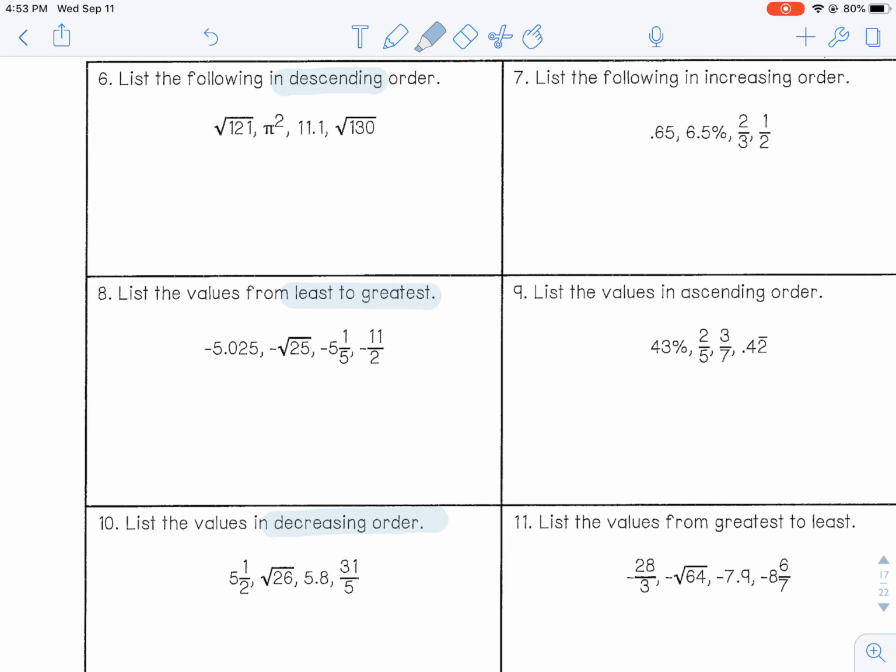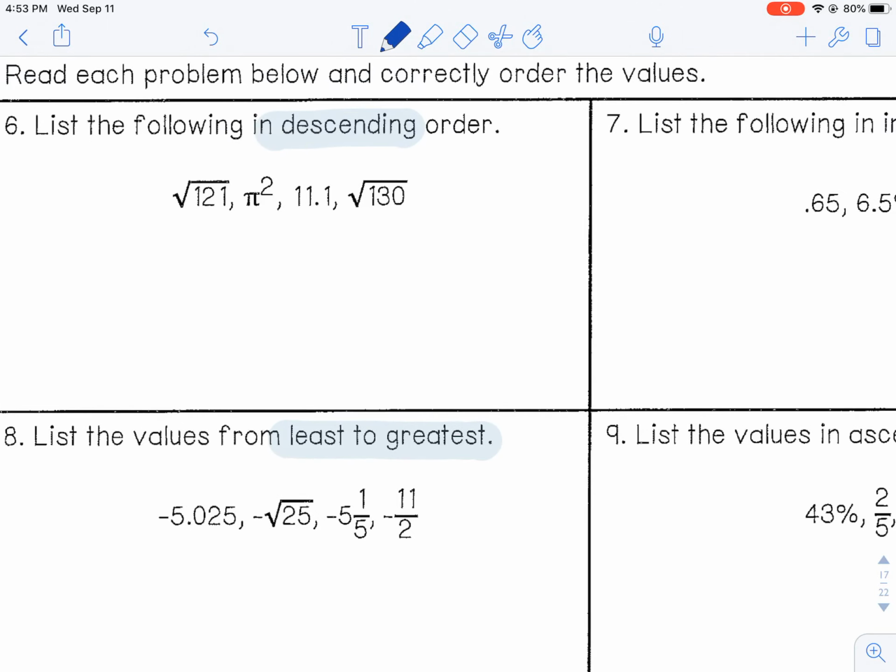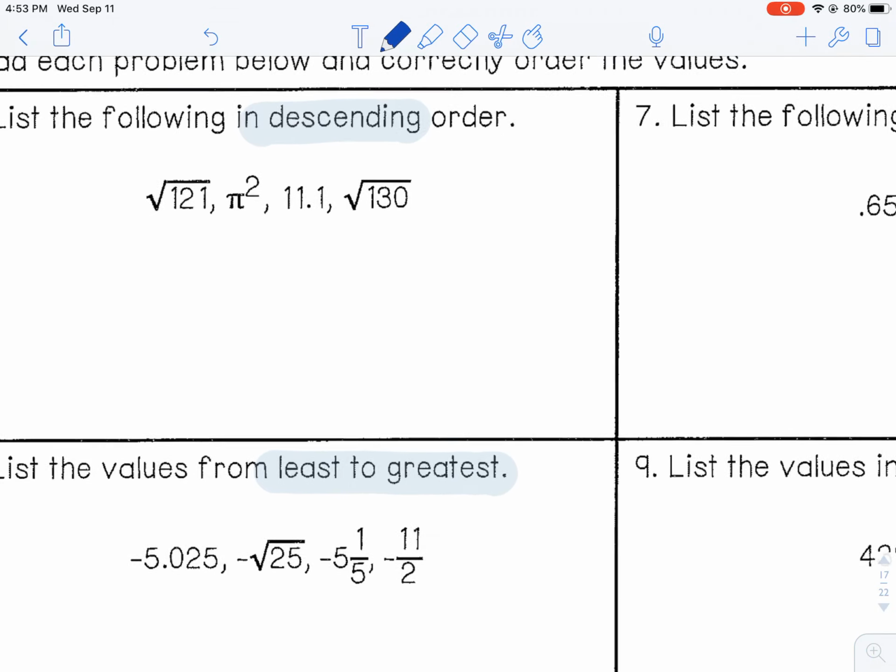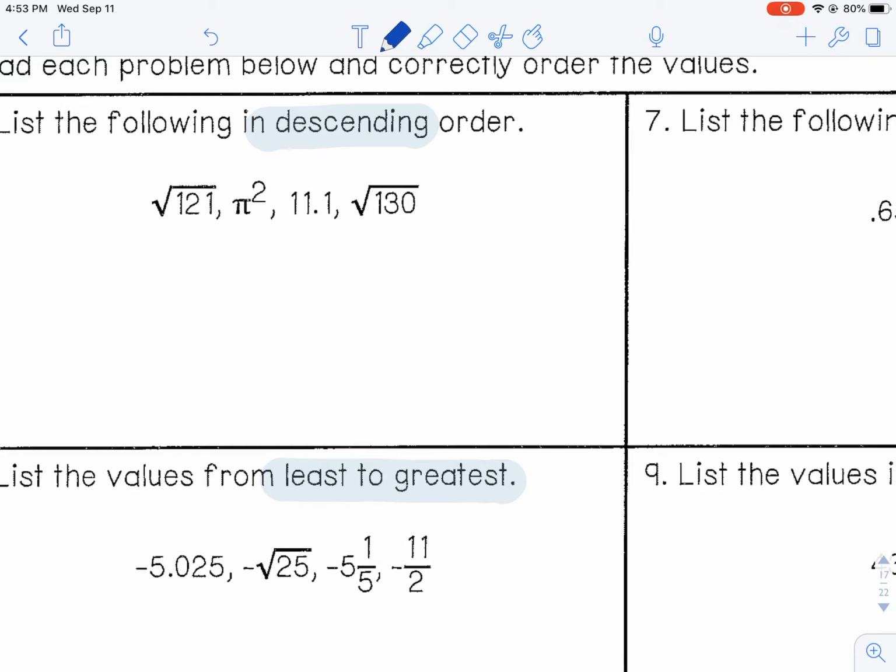Okay, so descending order means that we are going to start with the largest number all the way down to the smallest number. But again, before I can do any of these, I need them to be comparable. I need to be able to compare them to each other. So I'm going to put them all in decimal approximations. The square root of 121, hopefully you recognize that that is a perfect square. And the square root of 121 is 11. So I'm going to just kind of write that up there so I can remember it.